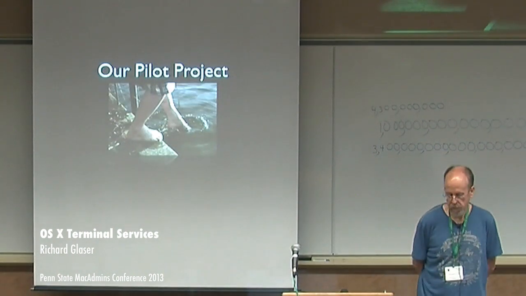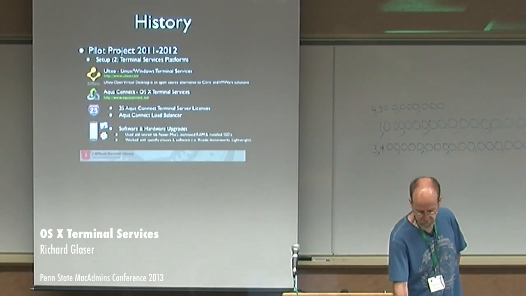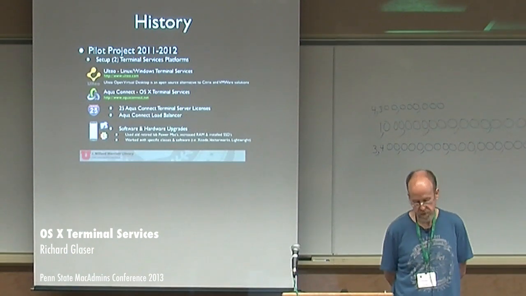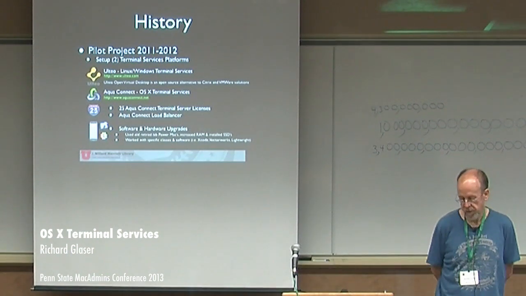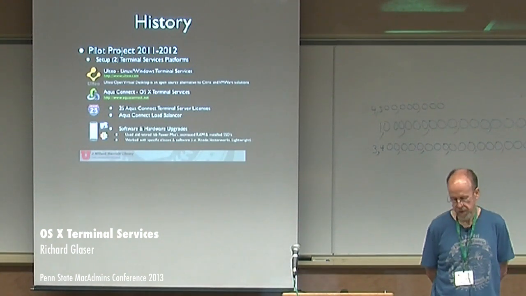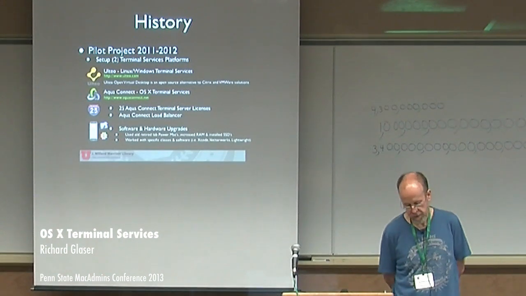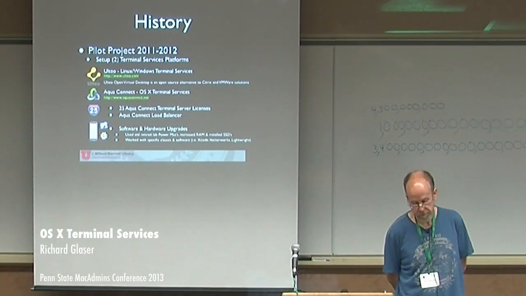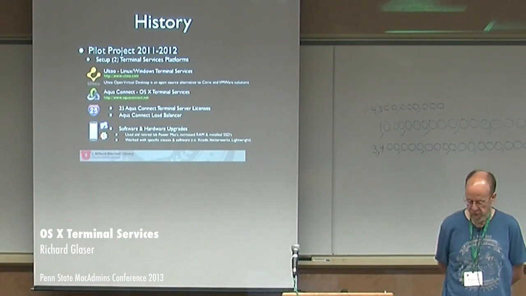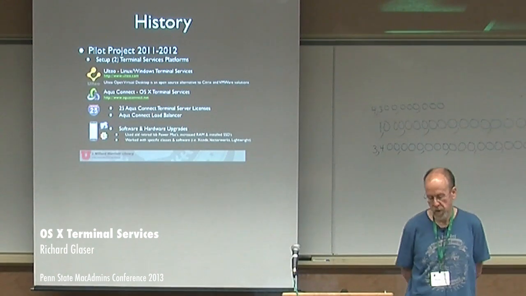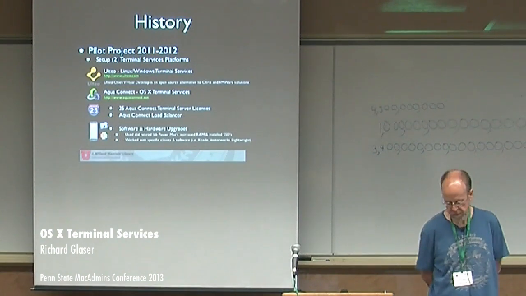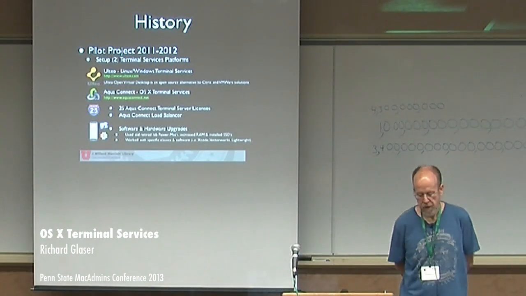Next, I'm going to talk about what we did with our pilot project. In 2011, we got funding and decided to investigate two types of terminal server platforms. With Ulteo, which is an open source product that runs on Linux and Windows. And we also chose Aqua Connect on the OS X terminal server side, where we purchased 25 licenses and a load balancer. Because we have a really limited budget, we just used retired Power Macs from our student lab environment, increased the RAM, and installed SSDs to speed up access and performance.